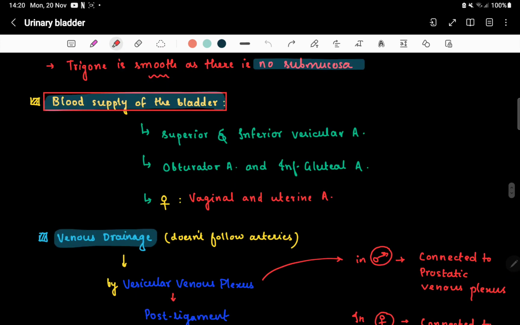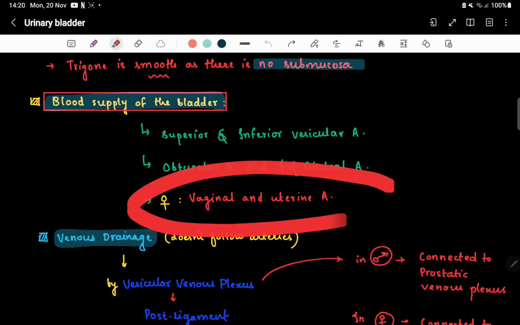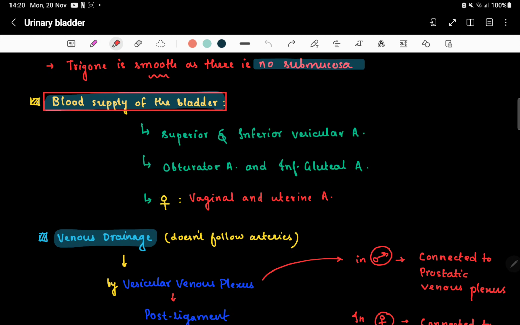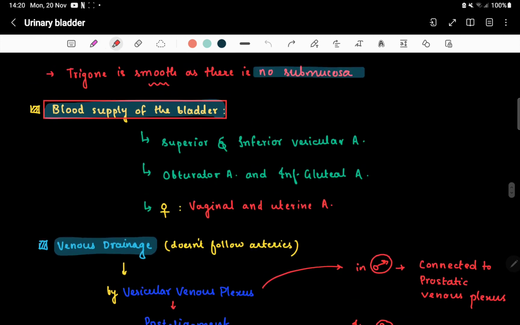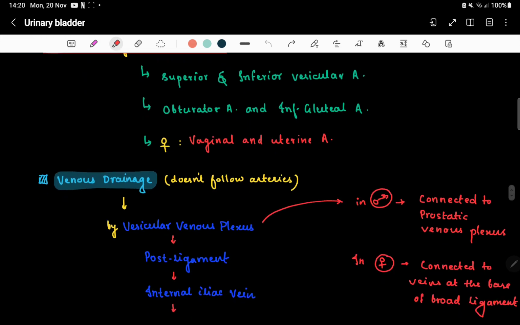Talking about the blood supply of the bladder, it's supplied by the superior and inferior vesicular artery, obturator artery, and the inferior gluteal artery. In females, it is also supplied by the vaginal and the uterine artery, okay. So the superior and inferior vesicular artery, obturator artery, inferior gluteal artery, and in females, vaginal and uterine artery.